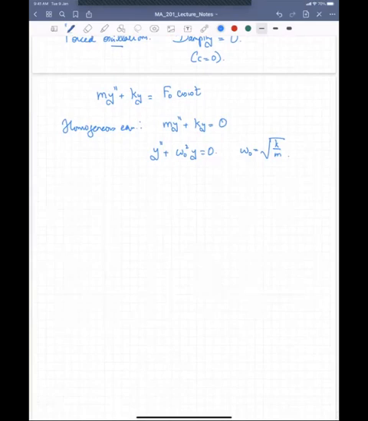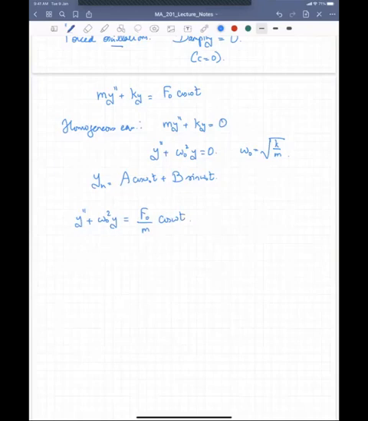Okay. So now let me rewrite this. Of course, you know the solution to the homogeneous equation. I will not insult your intelligence by trying to derive this. Okay. So now with this knowledge, we will go back and figure out the solution to the inhomogeneous equation. So let me write the inhomogeneous equation as y double prime plus omega 0 square y. I'm dividing through by a factor of m. So the right hand side becomes f0 over m cosine omega t. Okay. All right.